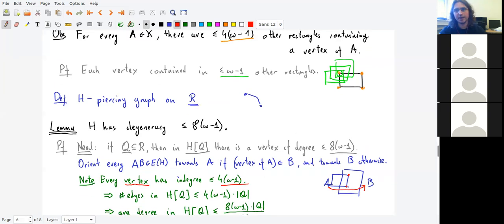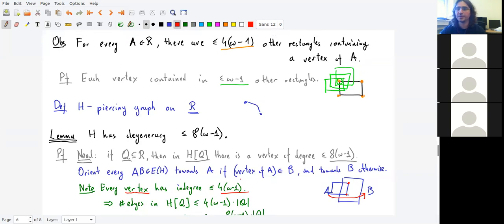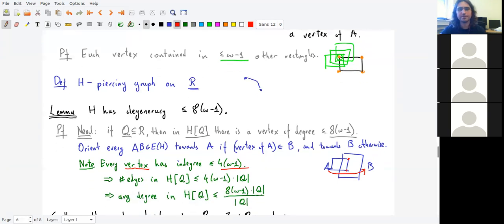That every rectangle can be piercing at most 4 omega minus 1 other rectangles, right? So how many edges are there in the induced subgraph of this piercing graph induced by our subfamily Q? Well, let's count in-degrees. Every rectangle of Q can bring with itself at most 4 omega minus 1 edges that are incoming to this vertex. So the total number of edges in this subgraph is at most 4 omega minus 1 times the cardinality of Q. Okay, so what's the average degree in this graph?